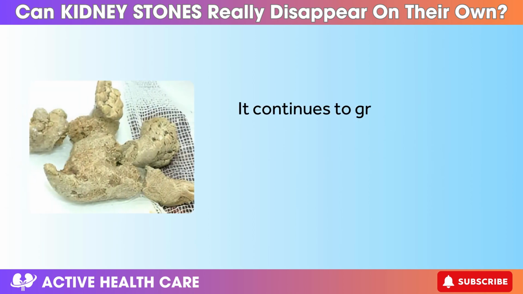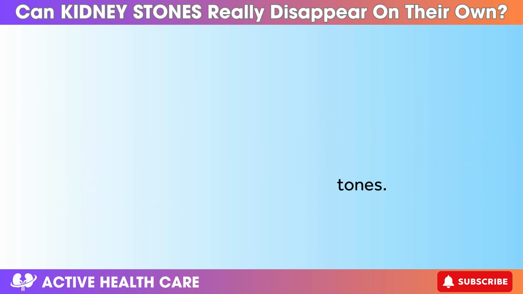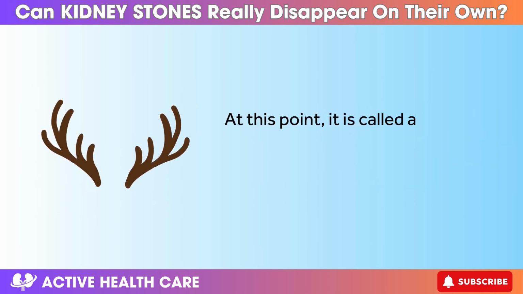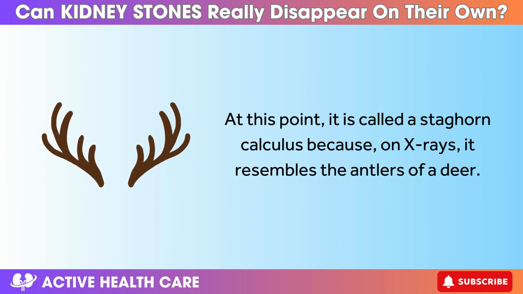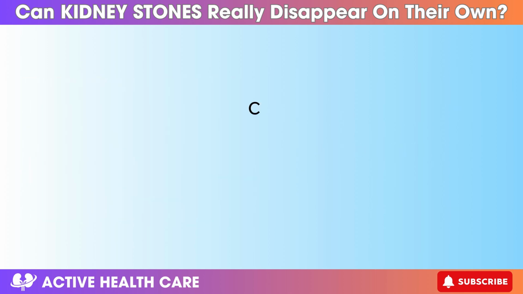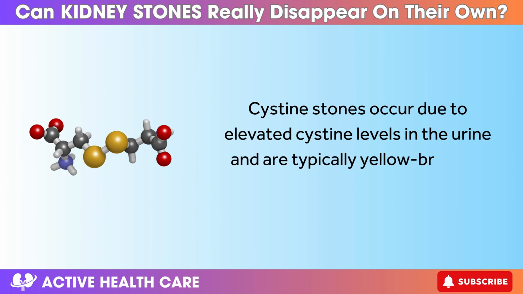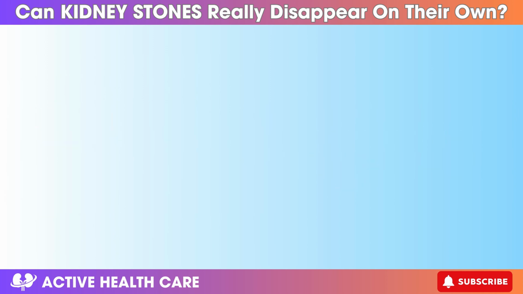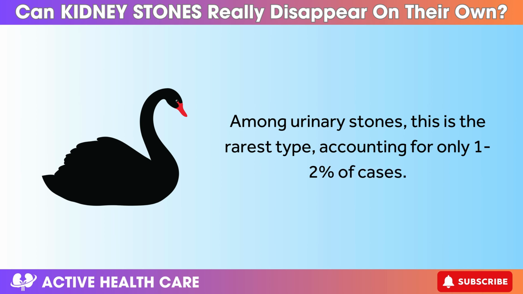It continues to grow and wraps around the core of the stone until the entire renal pelvis is filled with stones. At this point, it is called a staghorn calculus, because on X-rays it resembles the antlers of a deer. 4. Cystine stones. Cystine stones occur due to elevated cystine levels in the urine and are typically yellow-brown in color. Among urinary stones, this is the rarest type, accounting for only 1 to 2% of cases.